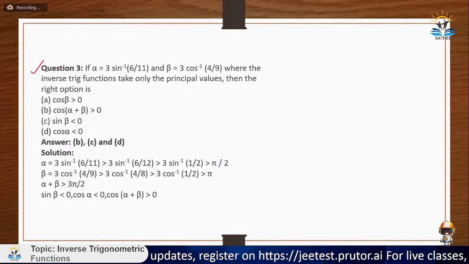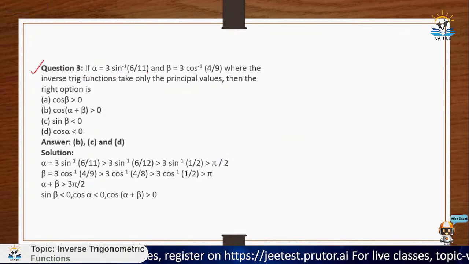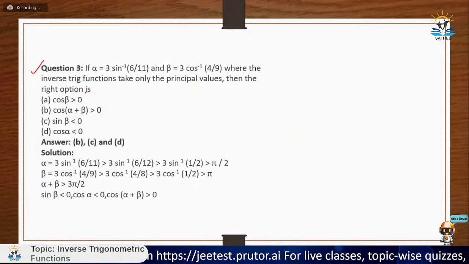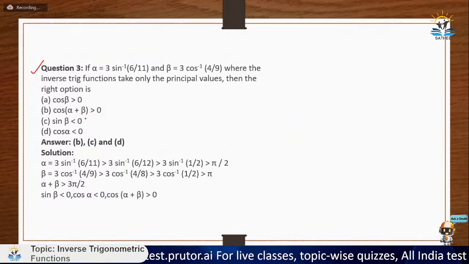What's there in this question? It is written: if alpha equal to 3 sin inverse 6 by 11 and beta equal to 3 cos inverse 4 by 9, where the inverse trig functions take only the principal values, then the right option would be what? Take care. So how can you do this thing?